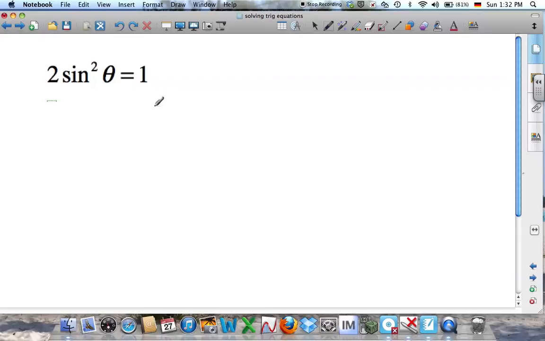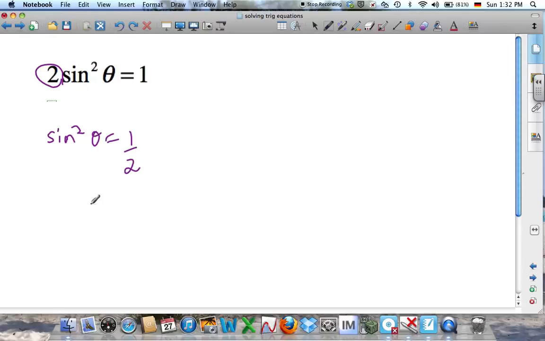So here we have 2 sine squared theta equals 1. Now remember to follow your basic equation solving rules. So I have 2 times sine squared theta. So let's get rid of that first. Because it's been multiplied, then I can just divide both sides by 2. Don't forget to keep that square there for the minute. And so when I divide this by 2, I of course get a half.